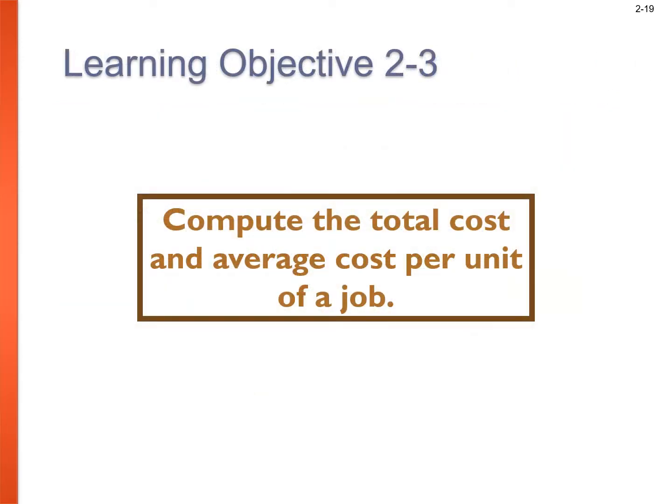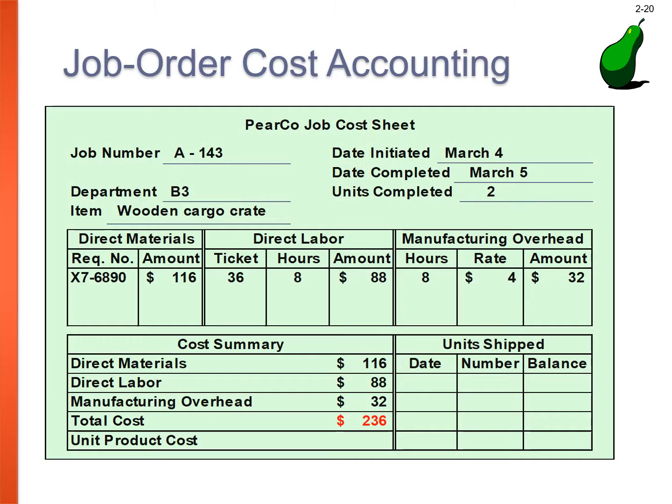Now, how do we compute the total cost and average cost per unit of a job? Well, we then add up on our job sheet all the direct materials, plus the direct labor, plus the manufacturing overhead applied, and we get a total cost of $236.